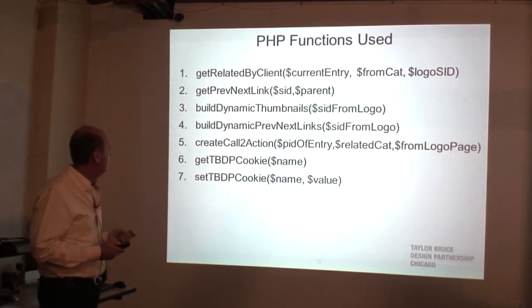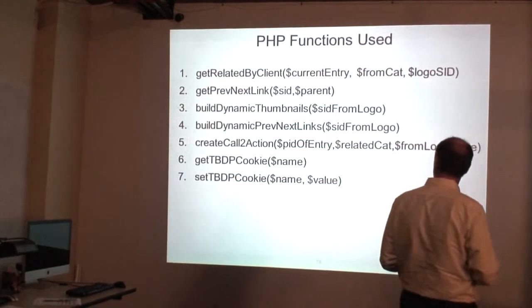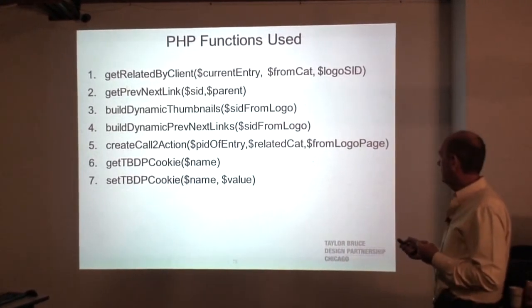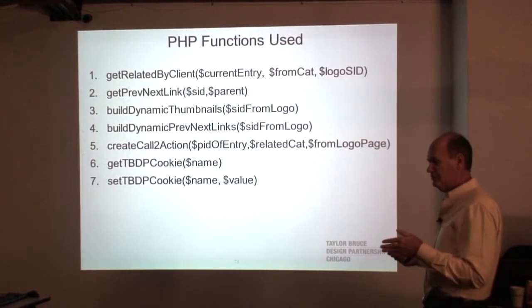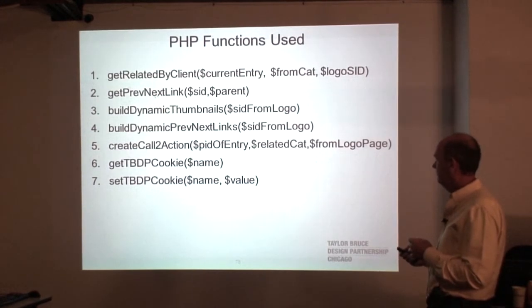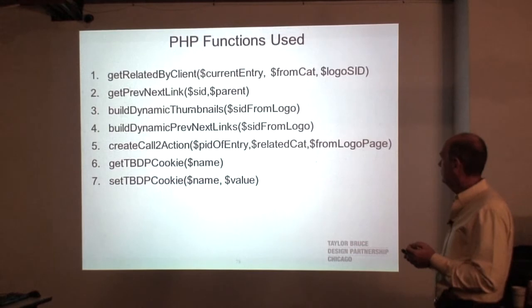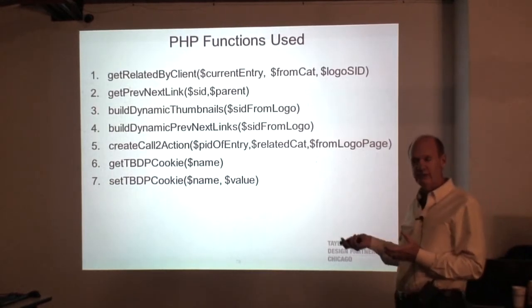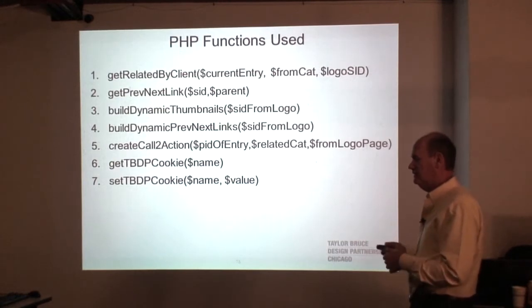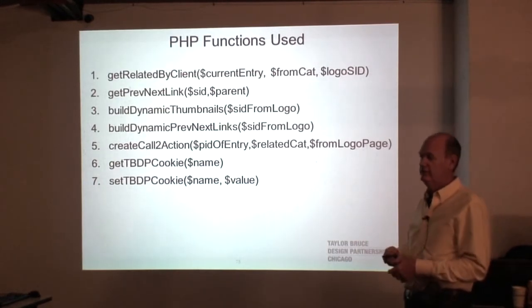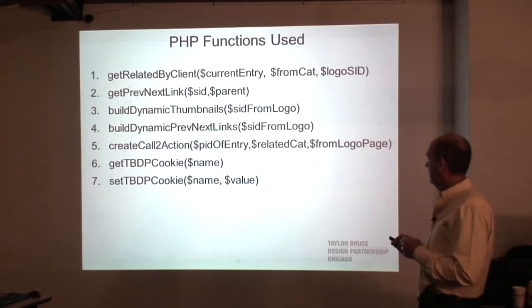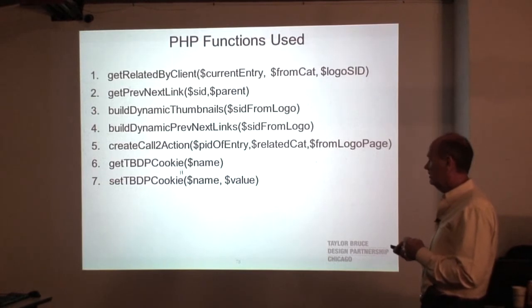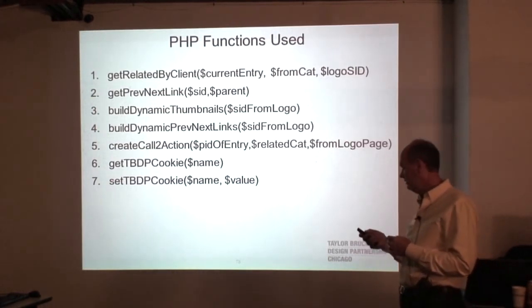That's about it. The PHP functions that I ended up using: I had one for get related by client, previous and next link, to get back sometimes when I needed persistence. I needed to use the query parameter, and again now I'm using cookies. Dynamic thumbnails, that's building the dynamic thumbnails when I went from the logo to the set of thumbnails, as opposed to going to featured or digital to the thumbnails, which SOBIPro builds for me automatically. Dynamic previous and next links, create call to action, which I showed you, and then I had two small get and set cookie PHP functions.